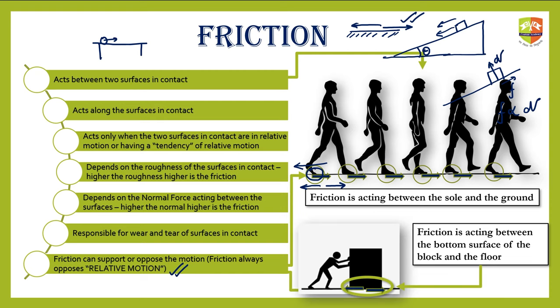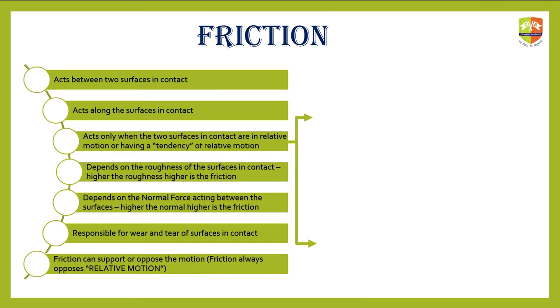Now, if you see, friction is acting between the bottom surface of the block and the floor. So in this case, if you consider this block, when you are trying to push, the bottom surface of the block is trying to move in this direction, right? So the ground underneath will try to oppose this motion of the upper block. And the lower surface of the block, which I'm showing like this, is going to experience a force in this direction. And you'd notice when you try to push a heavy trunk, it becomes very difficult to move it. Why? Because there is a tremendous amount of friction which is trying to resist the motion of the block towards the right.